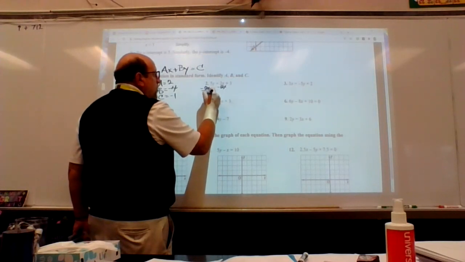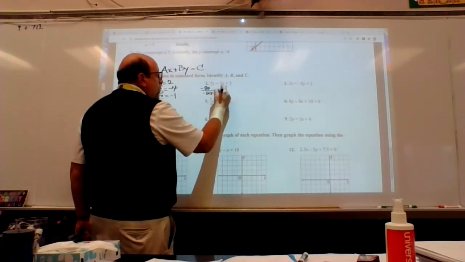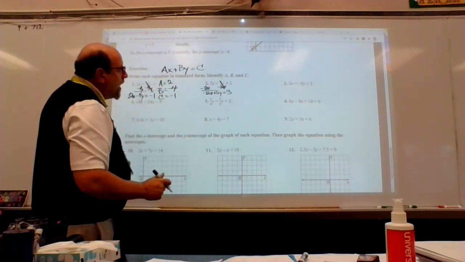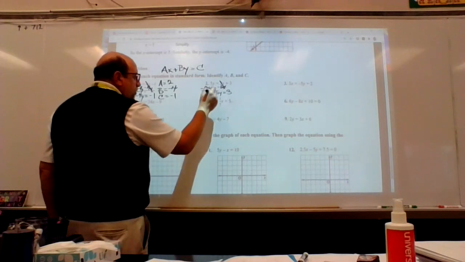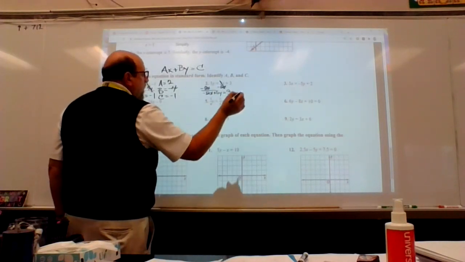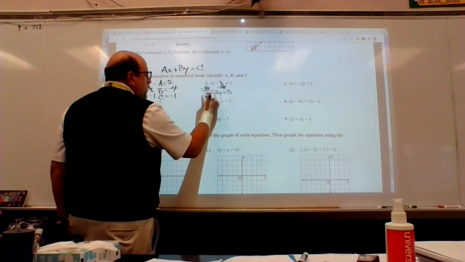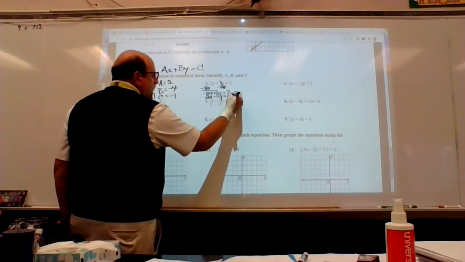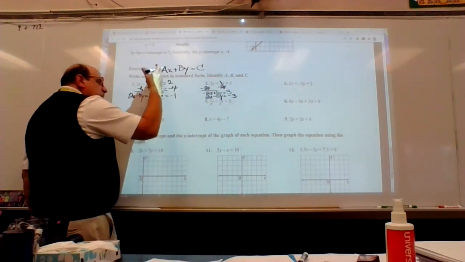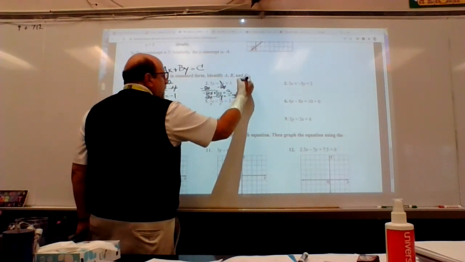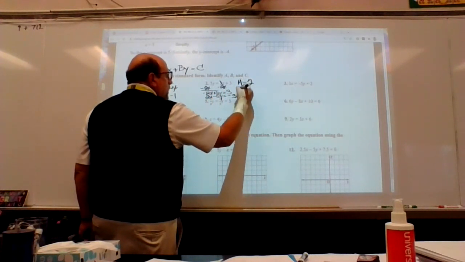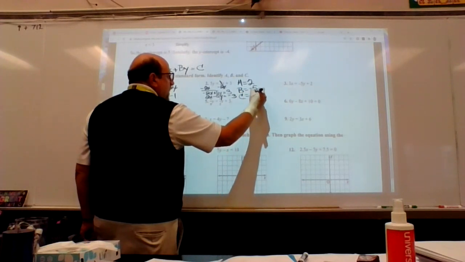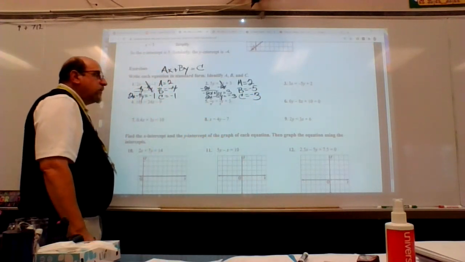Now I have negative 2x plus 5y equals 3. Well, I don't want to have a negative 2x, so I'm going to multiply everything by negative 1, which gives me 2x minus 5y equals negative 3. My lead term needs to be positive, and now I have A equals 2, B equals negative 5, and C equals negative 3. And that's it.